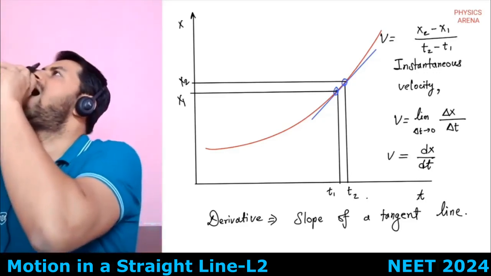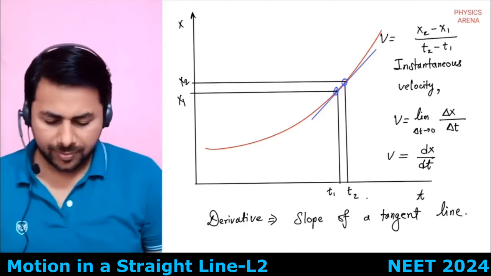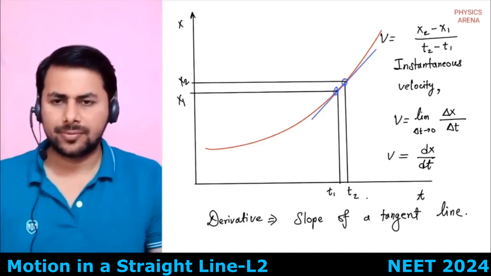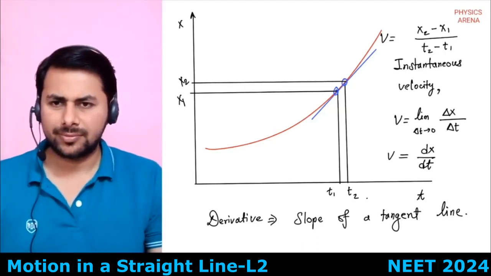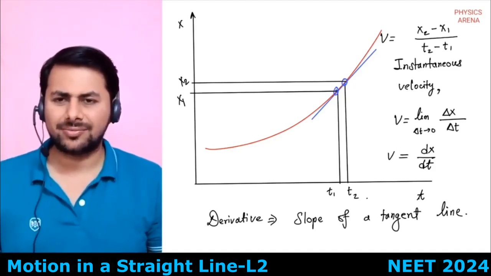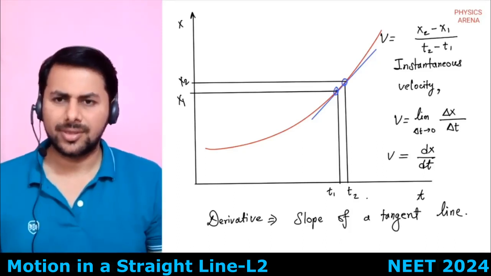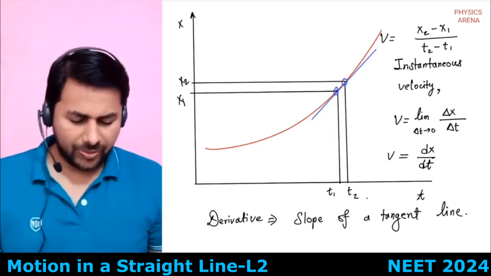n x raised to n minus 1. Okay, derivative of sin x? Cos x, sir. Everybody knows this? Yes, sir. Okay, derivative of tan x? Sec square x. Then derivative of cot x?